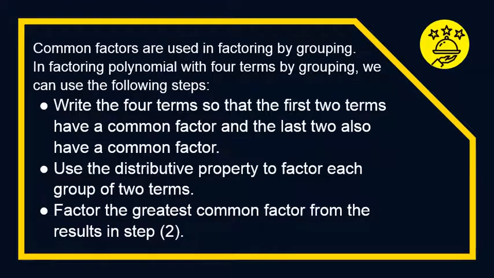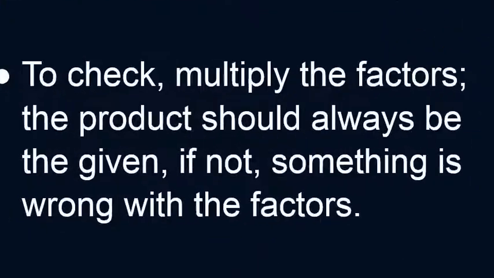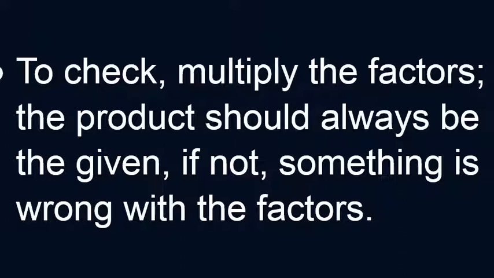In factoring a polynomial with 4 terms, we use factoring by grouping. We can use the following steps. First, write the 4 terms so that the first 2 terms have a common factor and the last 2 terms have a common factor. Second, use the distributive property to factor each group of 2 terms. Third, factor the greatest common factor from the result in step 2. To check, multiply the factors. The product should always be the given polynomial. If not, something is wrong with the factors.